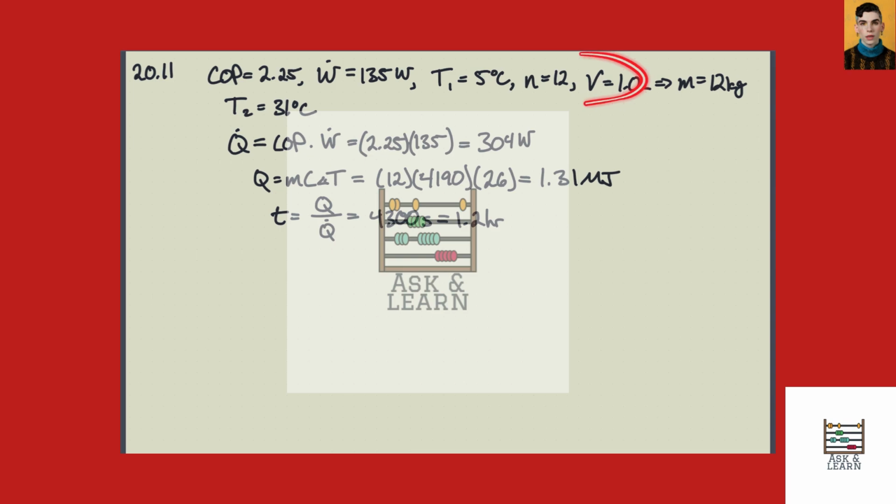So that means we have 12 liters of water, which is 12 kilograms. And they're initially at 31 degrees C. And we want to figure out how long it takes to get them down to 5 degrees Celsius.